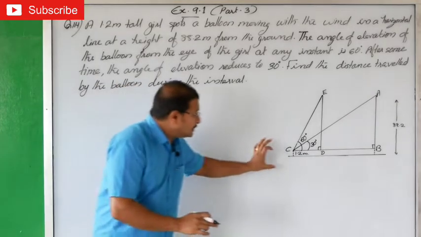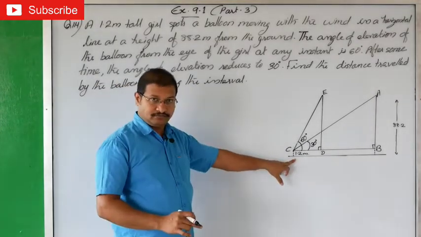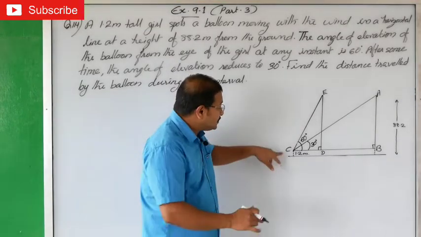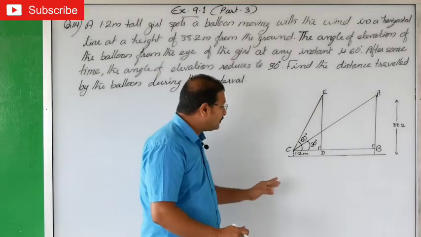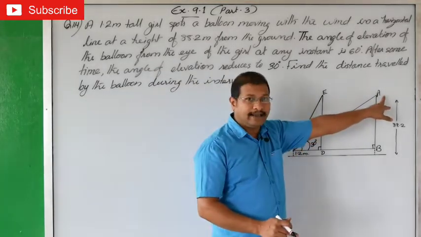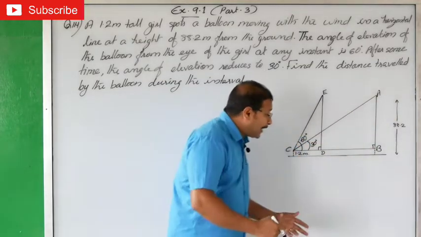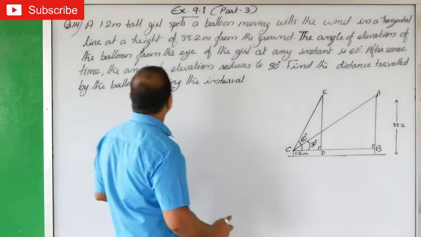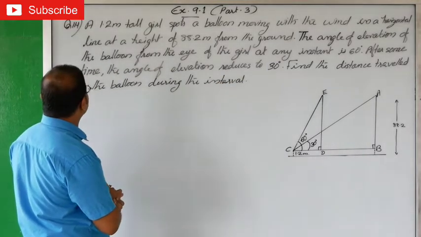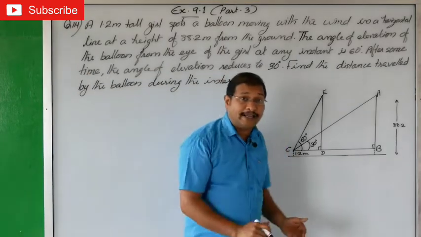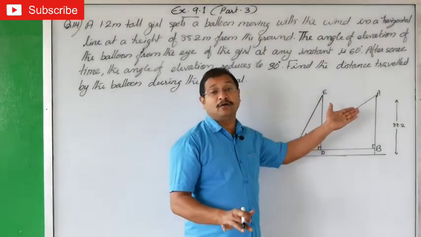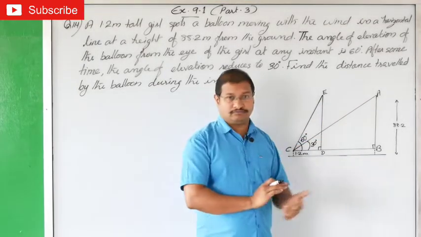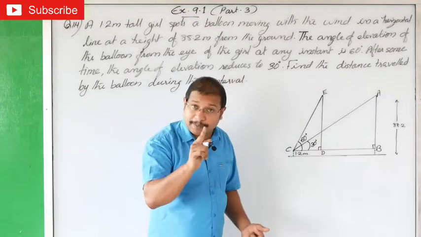Ready? That means there is a girl and her height is 1.2. First, she saw the balloon at E. After that, she found that the balloon is at A. Now, what do you want? You want to find out the distance the balloon traveled from the first place to the next. Now, she wants to find out the distance traveled by the balloon.